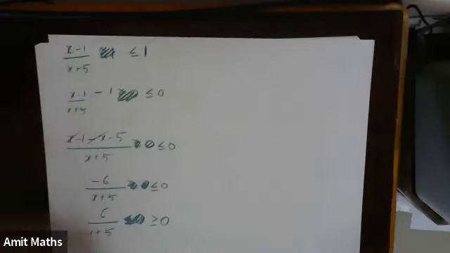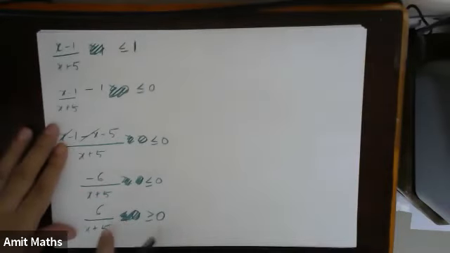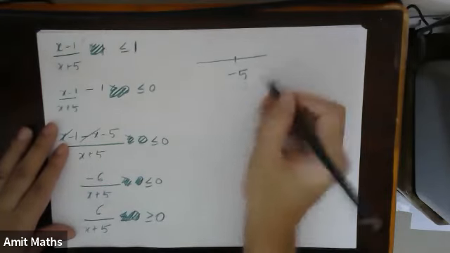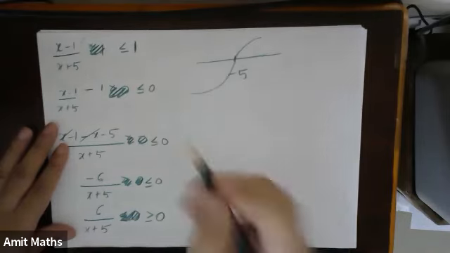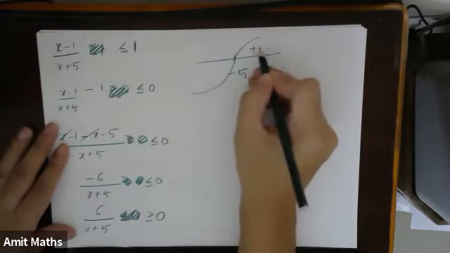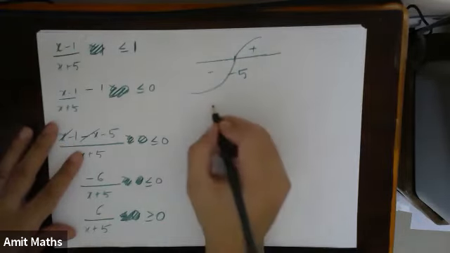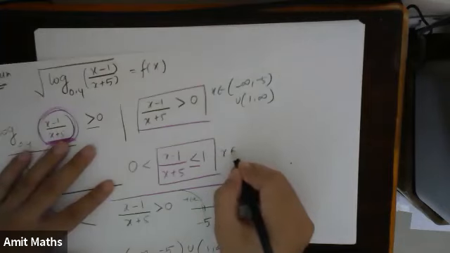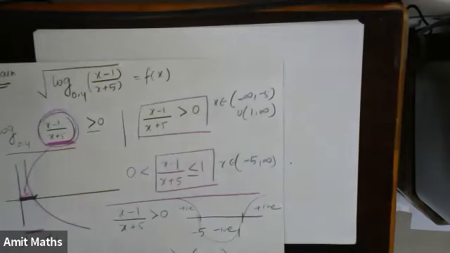Again, this thing we can solve using the Wavy curve. So only one critical point, which is minus 5. At infinity, this is positive. At negative infinity, this is negative. So positive, negative. We have to take only positive values because 5 is in the denominator. So that means from minus 5 to infinity, excluded. So for the second part, we have x belongs to minus 5 to infinity.